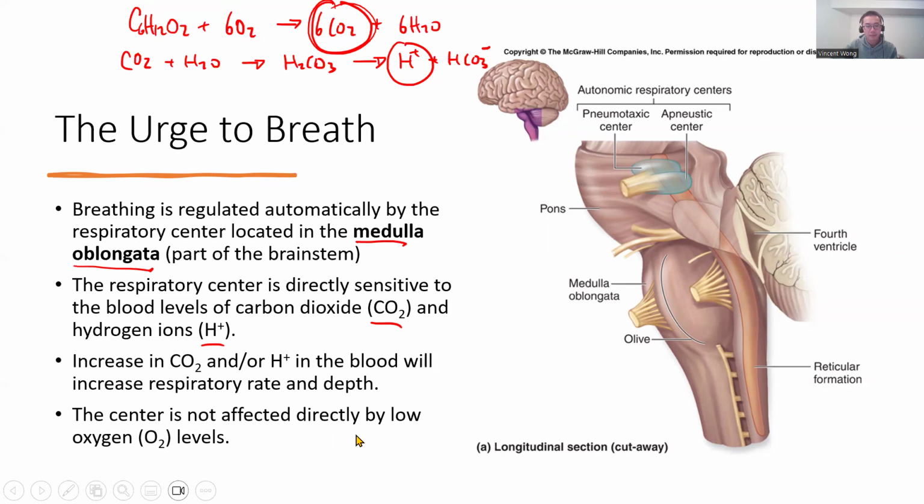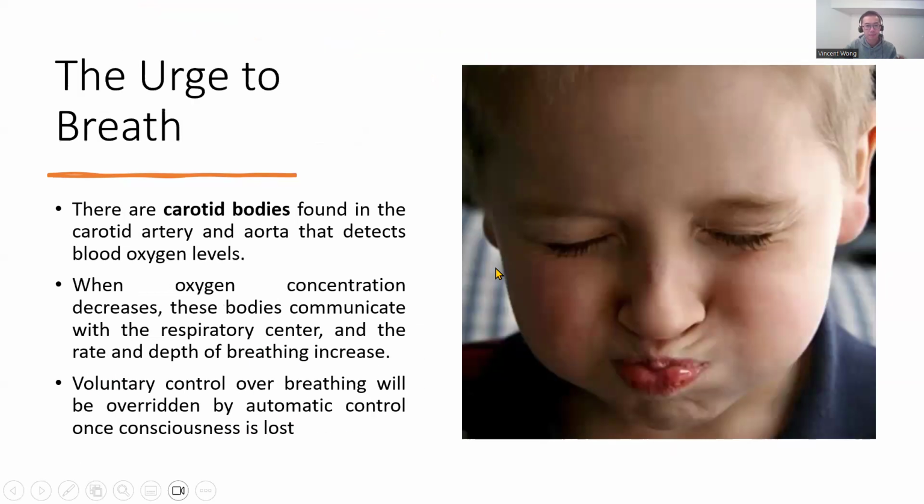The center is not affected directly by low oxygen level. There is something else that does it. There's something called the carotid body, which is found in the carotid artery, the one that goes up to the head, as well as the aorta. That's going to be detecting oxygen, but that's more like a backup.